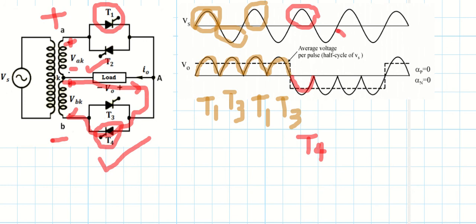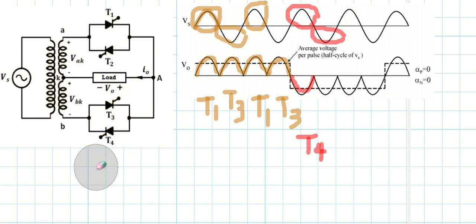Okay, next, what we have? We have a negative cycle of the input. What does it mean? That A is at negative, B is at positive. Which two thyristors are forward biased? T2 is forward biased and T3 is forward biased. And we will apply the pulse at which one? At T2.